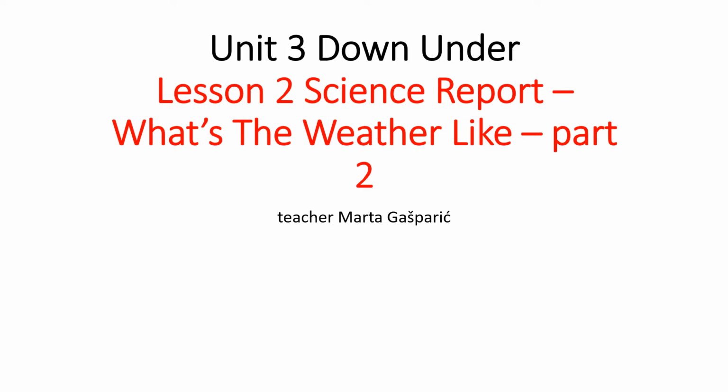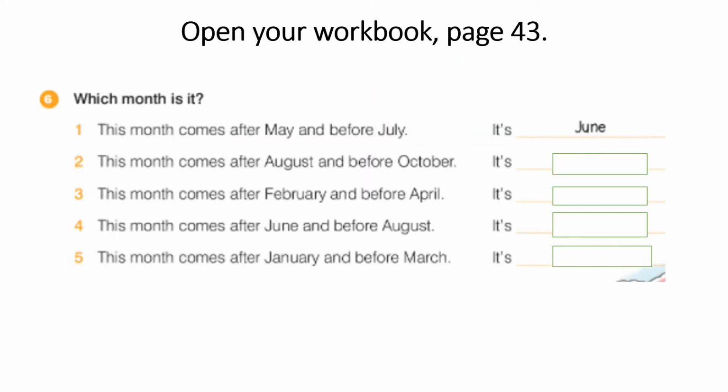This is Unit 3 Down Under, Lesson 2 Science Report. What's the weather like? Part 2. Drugi dio ove lekcije. Pa nastavljamo s radom. Open your workbook, page 42. Which month is it? This month comes after May and before July.